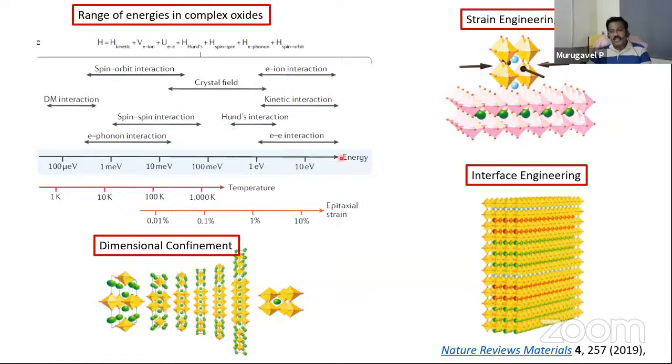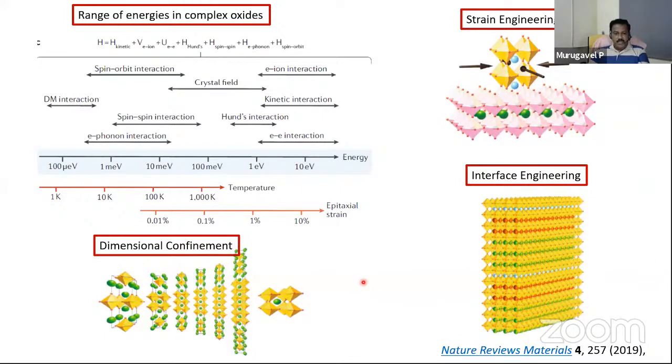As an example, if you try to make a thin film structure, it's possible to completely form new properties that can turn a metal into an insulator, or an insulator into a metal, by doing strain engineering. So this picture shows how to do strain engineering. Similarly, an artificial superlattice structure can be formed by stacking different layers, and that way you can create a lot of interfaces. It's called interface engineering, which can also lead to exotic, novel properties.